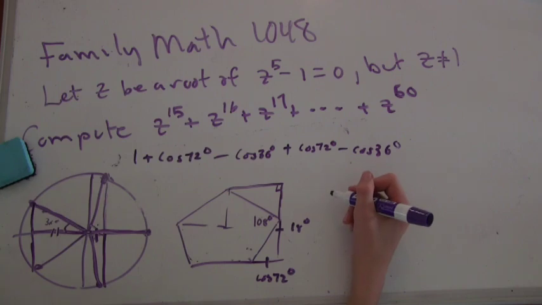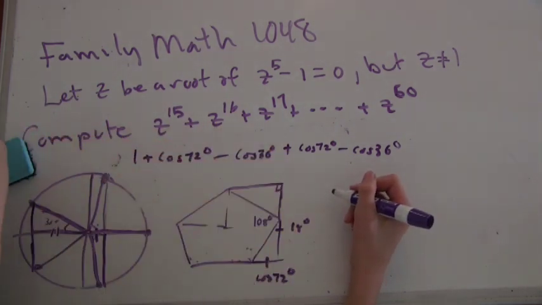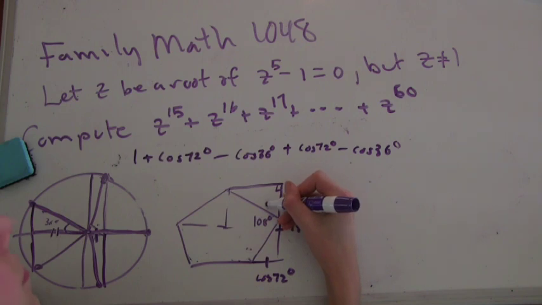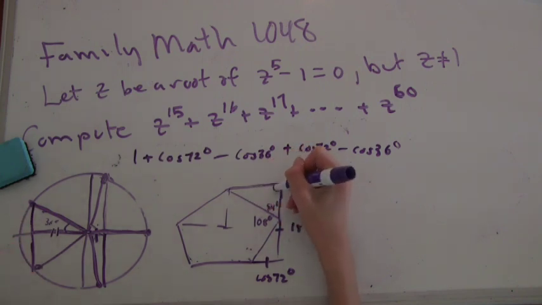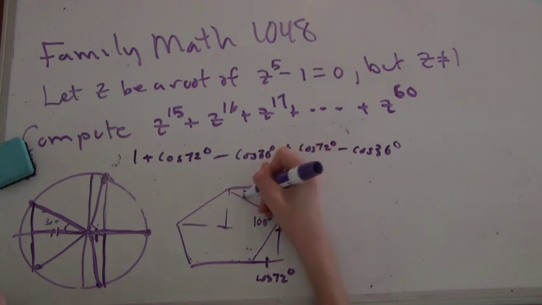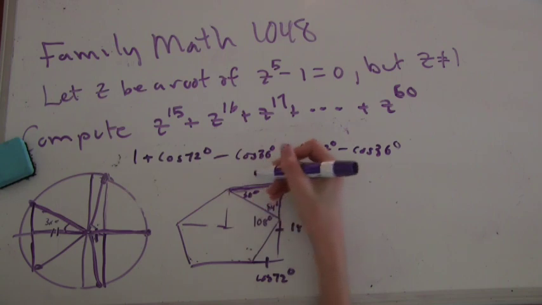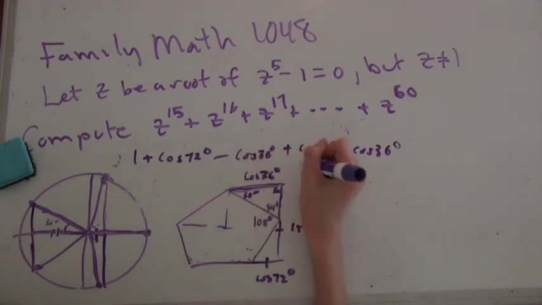So you have 108 plus 18, that's 126 degrees. So the remaining is 54. And then you already have a 90-degree angle here, so this angle is 36. And then the horizontal distance you're going across is cosine of 36.